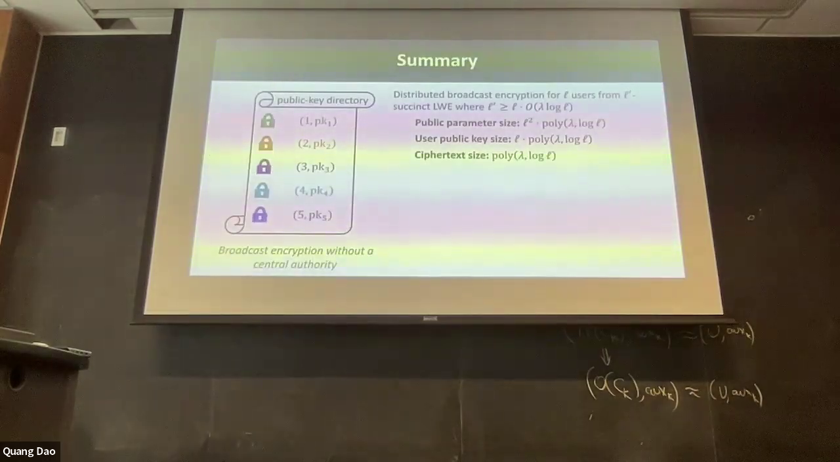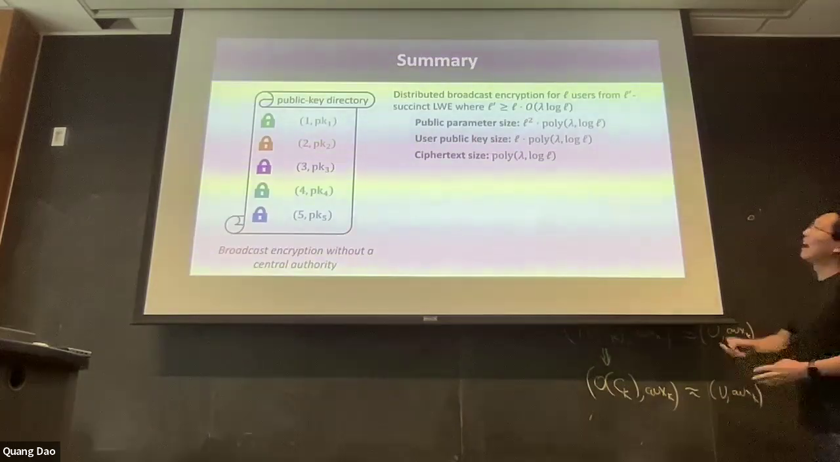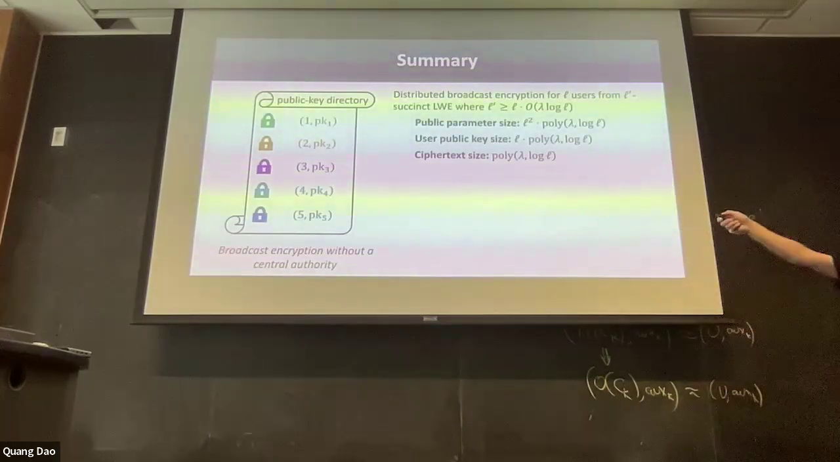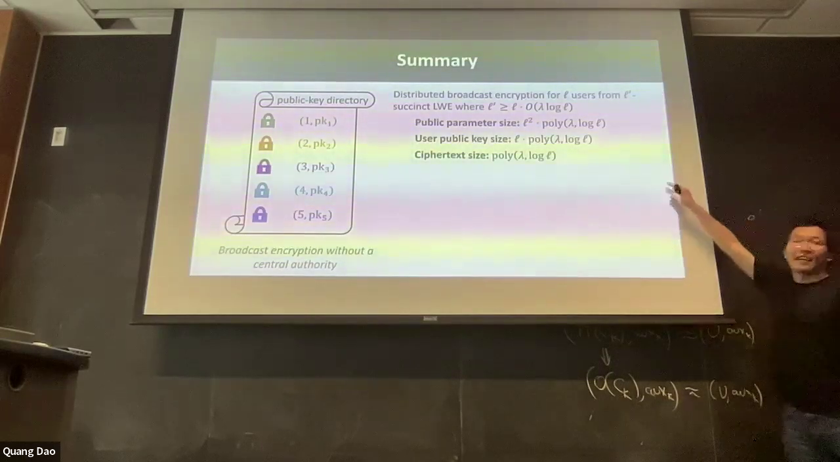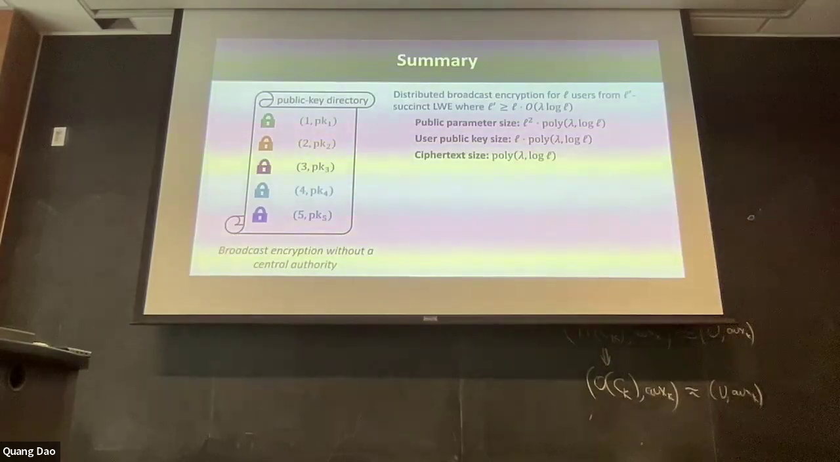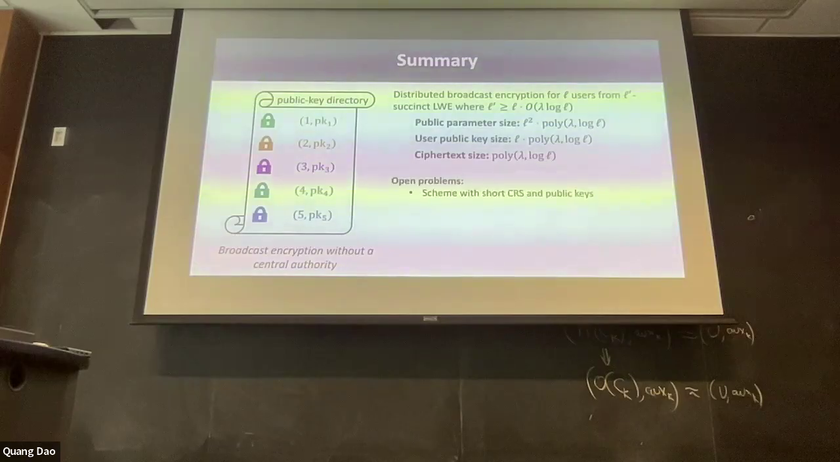Okay, so just to summarize, here I've described a construction of distributed broadcast encryption for L users, where the public parameters are quadratic in the number of users. Each individual user's public key is linear in the number of users, but the ciphertext size only depends polylogarithmically on the size of the set. And I think there's a number of interesting open problems that I'll leave you with.